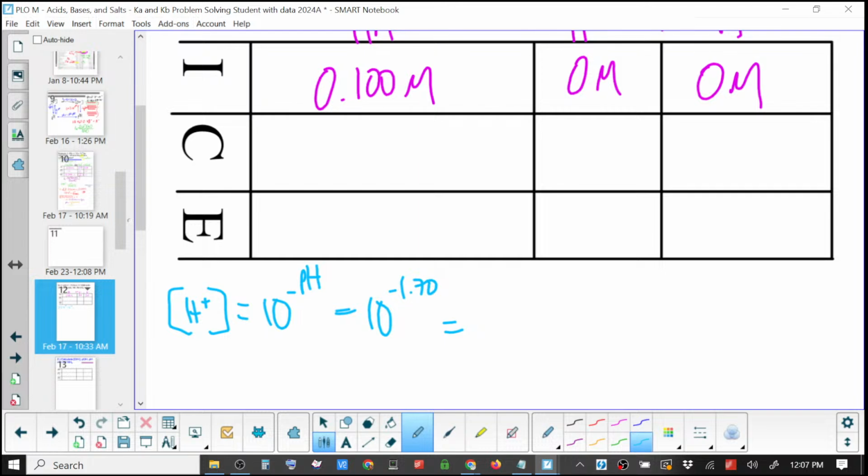0.02. Last class. How many sig figs is this? 10 to the power of the negative. Yeah, that's 1 sig fig. This is 1.70, so you need at least 2 sig figs, and you should carry a couple extra. But you'll get slightly different results if you don't do that.